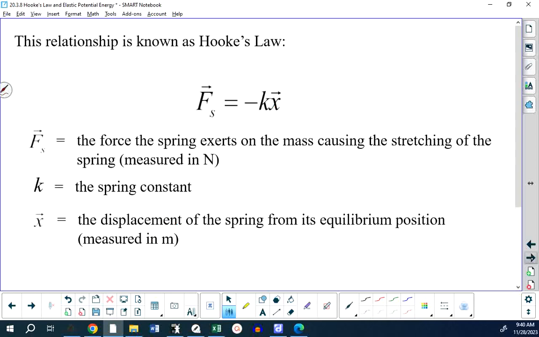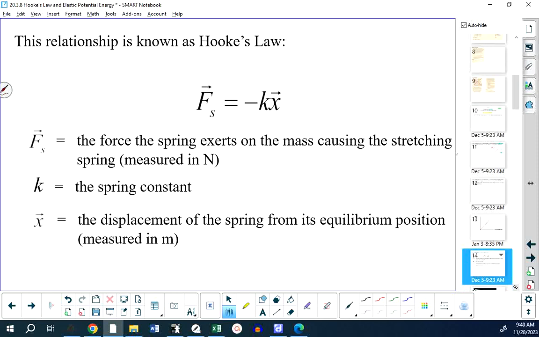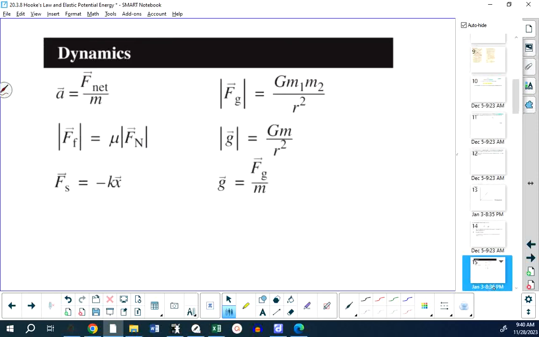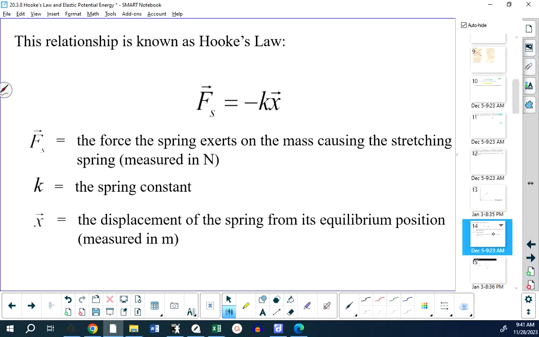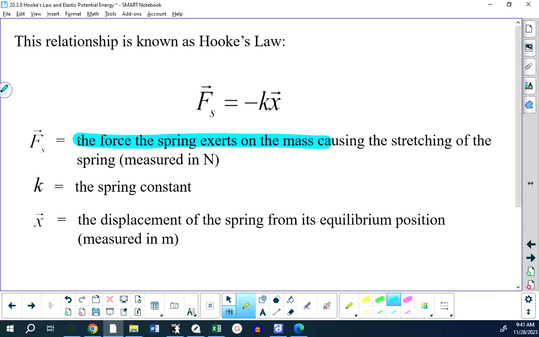Now, we have some details here, and I don't have the absolute value signs around this because this is how it appears on your formula sheet. If you were to look at your formula sheet, you will find this formula under kinematics. And I understand why it's written the way it is, but I think it can be confusing unless I explain what's the deal with the negative. So these are vectors. Fs is a force that's a vector, and x is a displacement, which is a vector. But look very carefully at what it's telling you that Fs is. It's the force that the spring exerts on the mass.